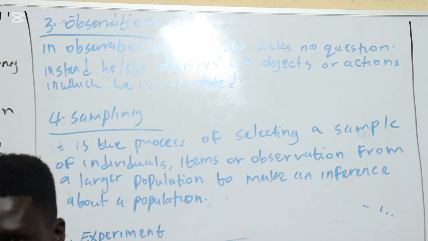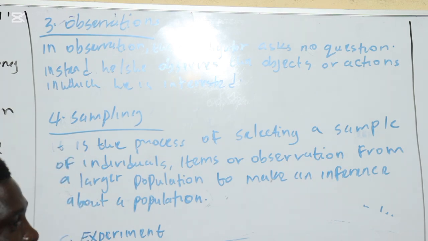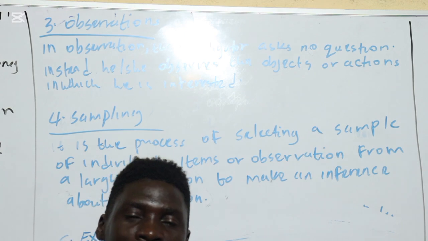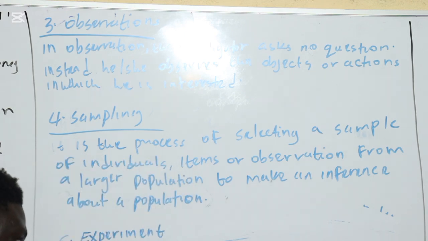Perhaps he might just be recording. But he just comes, sits and observes. He sits somewhere, doesn't say anything, doesn't do anything, just observes, then goes away. So in observation, the investigator asks no question. Instead, he or she observes the object or the action in which he or she is interested.